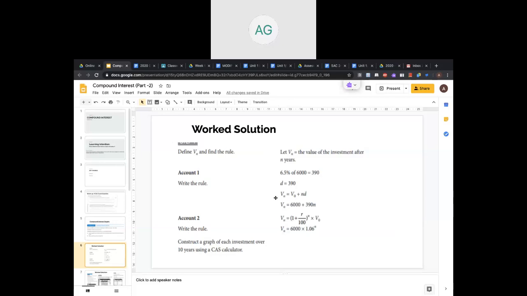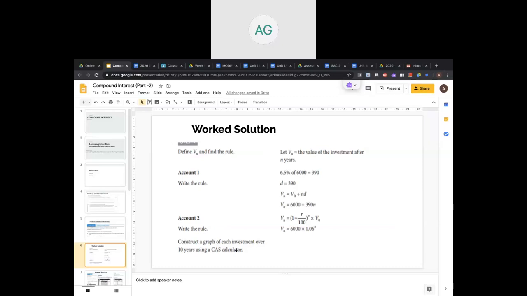So, the general rule is that Vn equals V0 plus nD for the simple interest. So V0 is 6,000 and your D is 6.5% of 6,000, which is 390. That's the simple interest you're adding every year. So you get 6,000 plus 390n. So that's your general rule here.